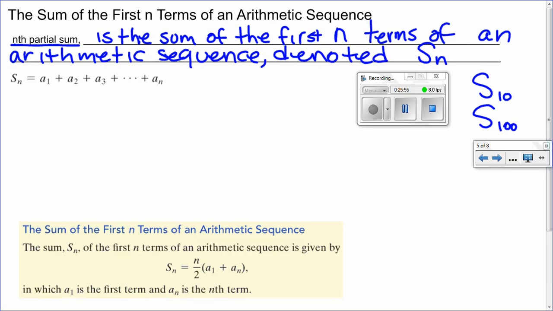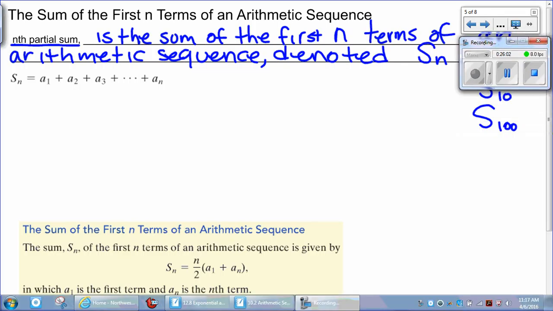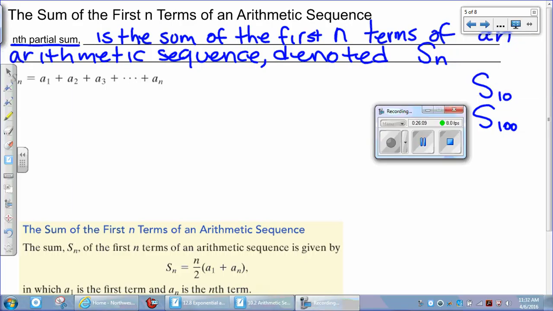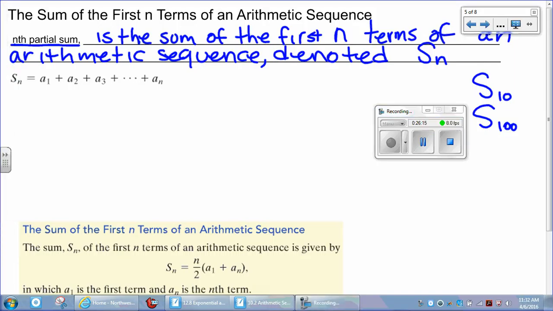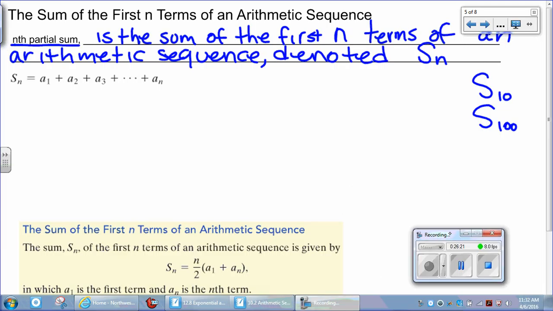Okay, and now before we get to the formula, I want to tell you guys a really nice story that I love telling. It's related to math, I promise. So I'm going to tell you a little story before we get to the formula that will tell us how to add sequences, and then we'll see if you can figure out the formula on your own.